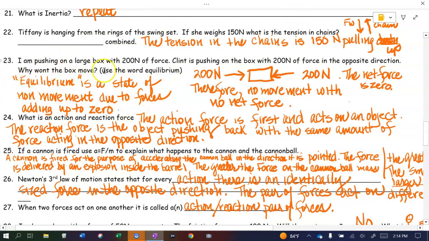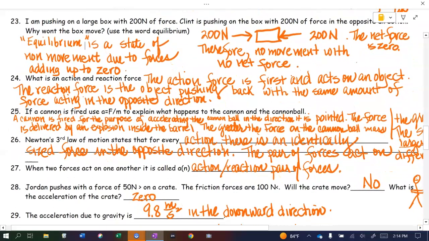In chemistry, equilibrium is also a state of no change in concentration of reactants or products. So it's a state of no change in motion. All right. And in this case, there was no movement with no net force, so the object is at equilibrium.